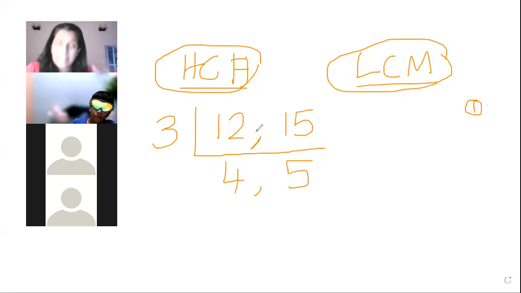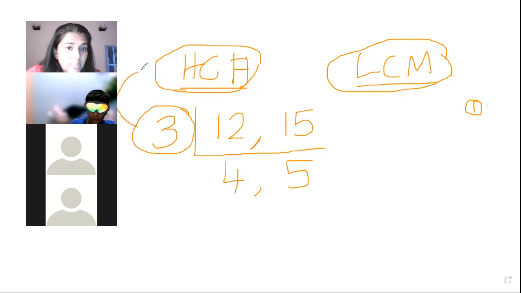You got it? Now, is there any other number that can divide both 4 and 5? Is there any other number? No. So if you have got no more numbers that can divide, that particular number that you have found is the highest common factor for 12 and 15. Do you understand? Again, I repeat, if you have got no more numbers that you can divide both with, then that particular factor is your highest common factor. Makes sense, right or not?